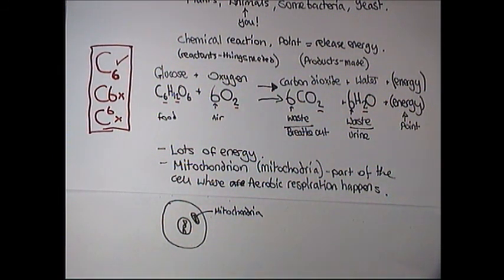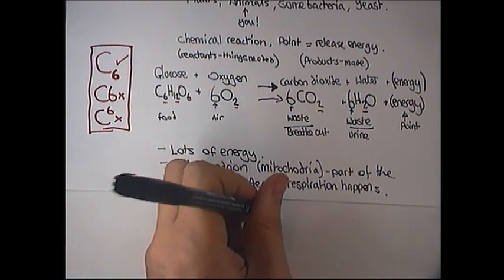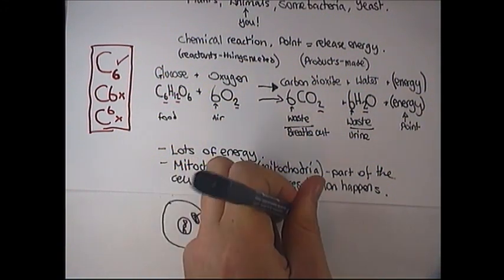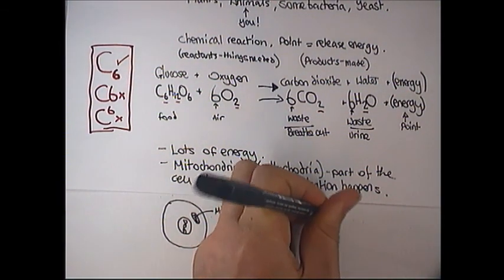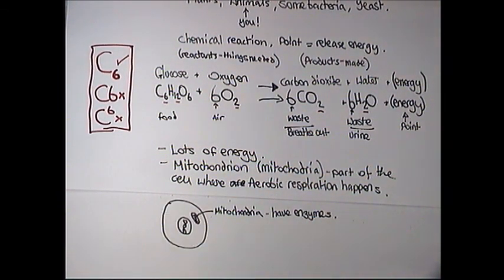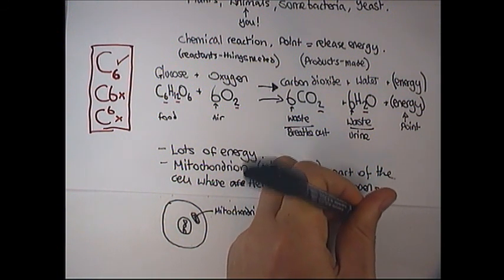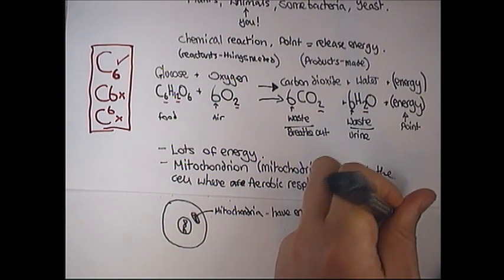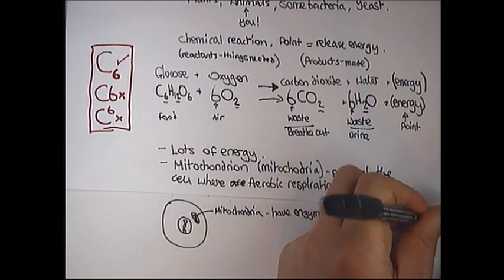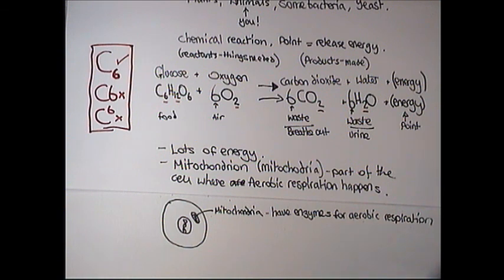Now, the reason that it only happens in the mitochondria is the mitochondria have enzymes. Now, when we studied enzymes, we talked about the idea that enzymes are specific and that you need different enzymes to do different jobs. So these mitochondria have specifically the enzymes for aerobic respiration. Now, the job of these enzymes is to enable this reaction to take place. The reason aerobic respiration doesn't happen in the nucleus is because it hasn't got the enzymes needed for it to take place. These enzymes are only found in the mitochondria.